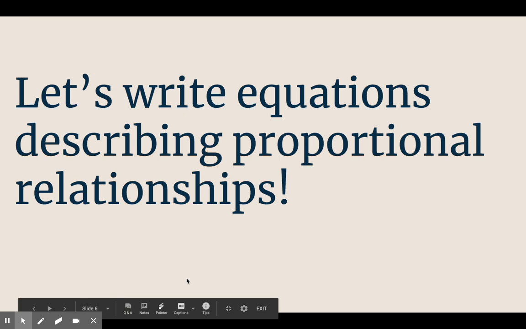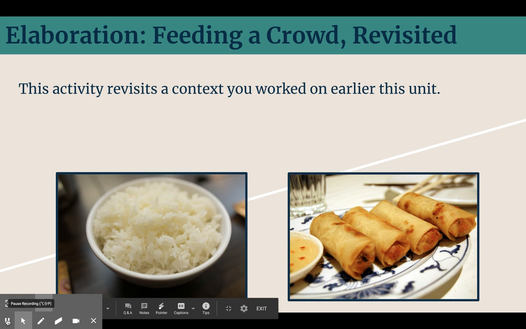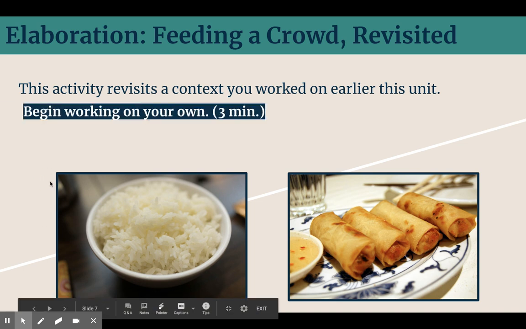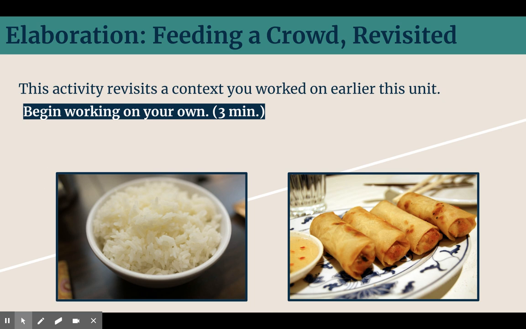So now let's write equations describing proportional relationships. Our elaboration activity is going to be called Feeding a Crowd Revisited. We talked about this in our last activity from previous days, and we're going to revisit it. We're also going to need our student companion at this time. So let's make sure that our student companion is open and that we're looking at the section that says elaboration. We're going to start by working on your own for about 3 minutes, and then we're going to share out what you're thinking as a team.